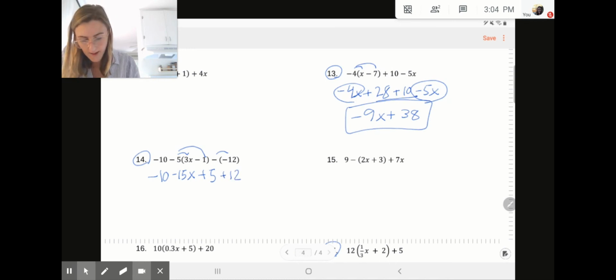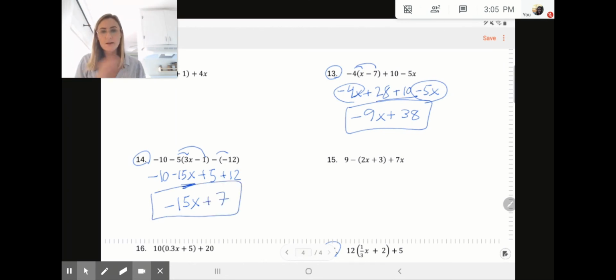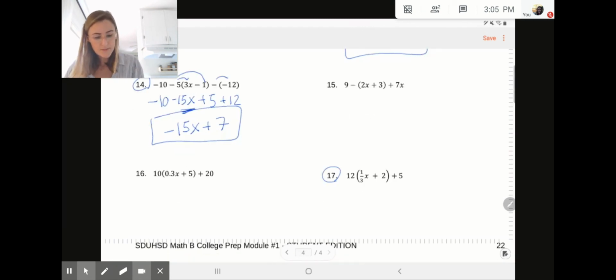So now I only have one term with x in it. So I'm just going to go ahead and write that first, negative 15x. And then I have a 5 plus 12 is 17, minus a 10 is just going to be 7. So negative 15x plus 7, and one last fraction example. So 12 gets distributed to both of these, 12 times 1/3 x and 12 times 2. So I could do 12 times 1/3 and do 12 divided by, and see what 1/3 of 12 is. It's the same thing as saying 12 divided by 3. So this is just going to be 4x.